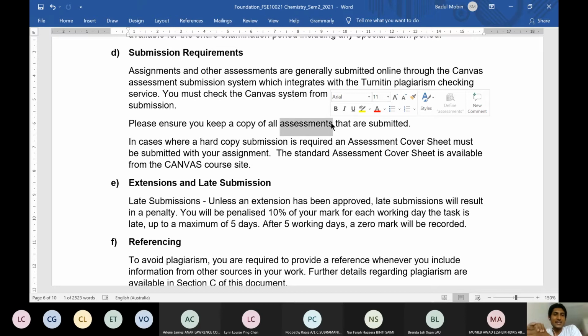And the second thing is extension and late submission. For every lab report, you will submit before the next lab. You understand?